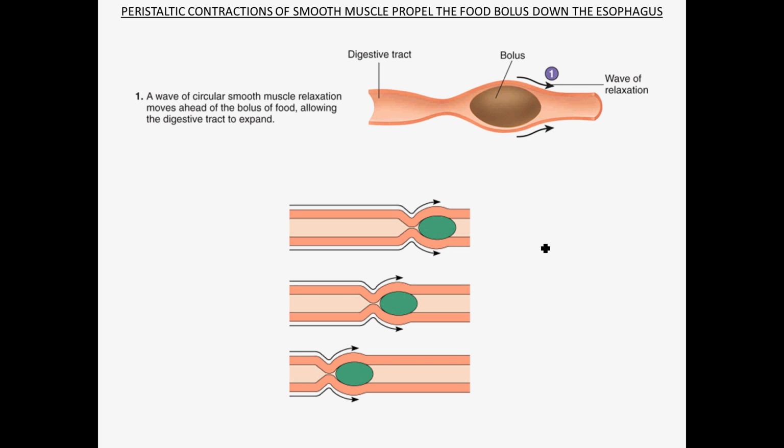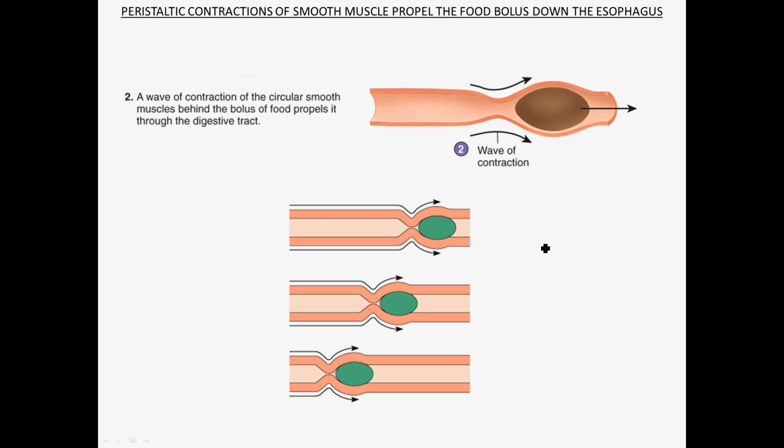Once that bolus gets into the esophagus, it begins to undergo peristaltic rhythmic contractions to push the food bolus, here as an image from left to right. And that food bolus is propelled down the esophagus there. Okay.